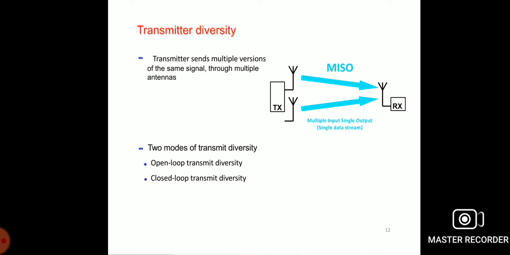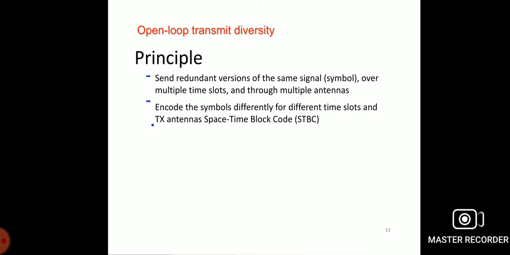So for transmit diversity, there are two different categories: the open loop transmitter diversity method and the closed loop transmitter diversity method. First we move to open loop transmitter diversity. It sends redundant versions of the same signal, that is the symbol, over multiple time slots and through multiple antennas, encoding the symbols differently for different time slots. These are transmitter antenna space time block codes.